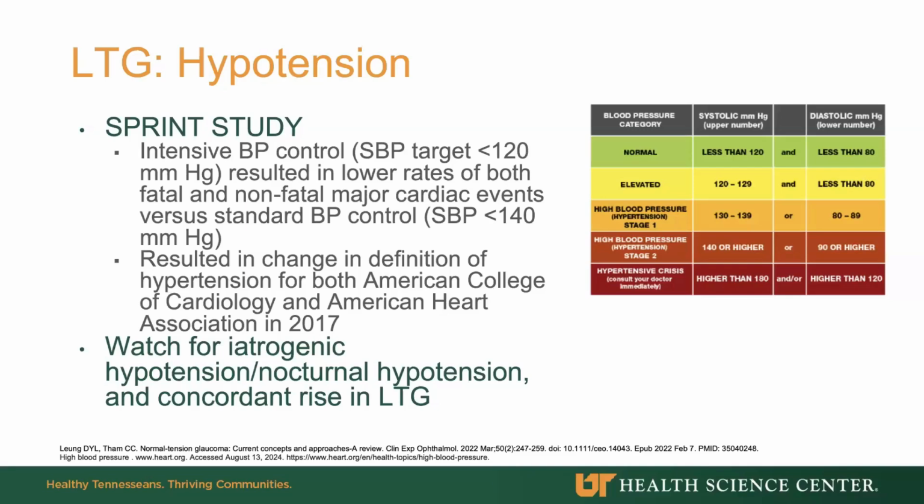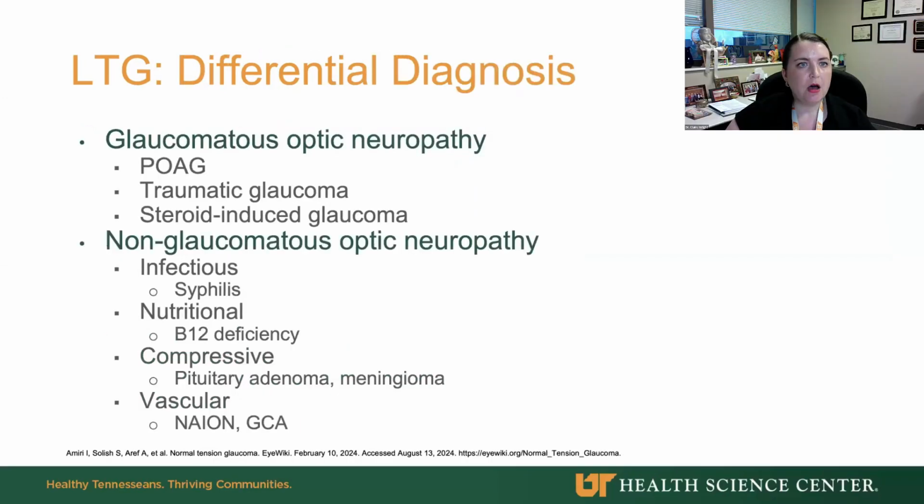In one review article I read, the authors advised readers to watch for iatrogenic hypotension with subsequent nocturnal hypotension, which may result in a concordant rise in the diagnosis and prevalence of low tension glaucoma. I thought this was very interesting: a change in the definition of a very commonly diagnosed condition, hypertension. So let's talk briefly about the differential diagnosis of low tension glaucoma.